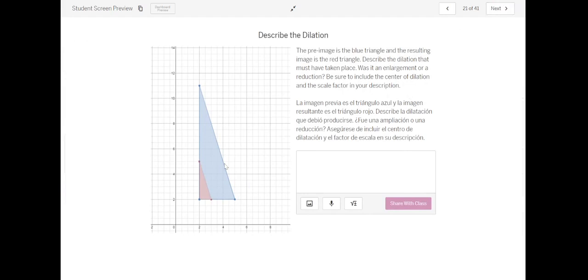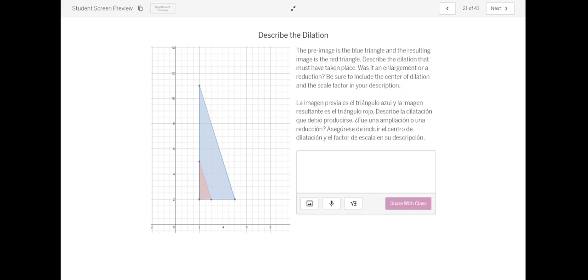Okay, so the pre-image is in blue, and that means before, and then the resulting image is in red. So it went from the blue to the red. That's where they're telling you the direction. Okay, describe the dilation that must have taken place with an enlargement or a reduction. Be sure to include either the center of dilation and the scale factor in your description.